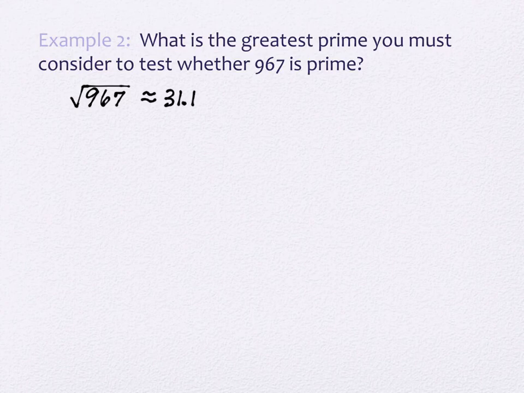31.1. What that means is that I don't have to test anything bigger than 31. That's a pretty good cap for a number that's 900 something, isn't it? There's not that many prime numbers less than 31 to check. So we would check them, right? And the question here simply says, what is the greatest prime number that you must check? So what is the biggest prime number smaller than 31.1? It's 31.